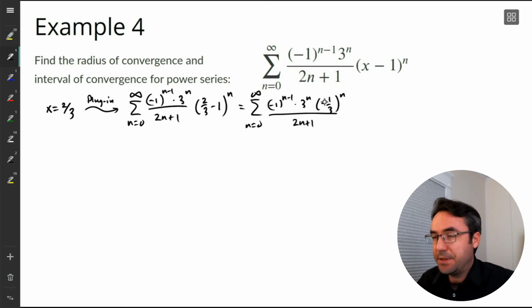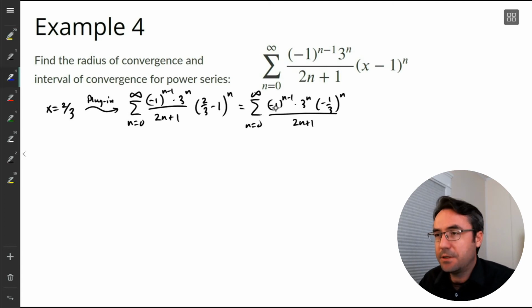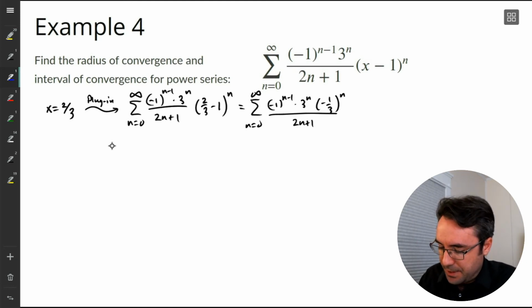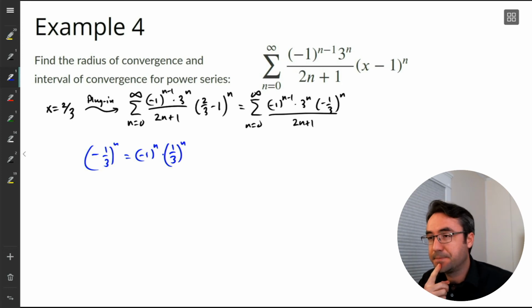Now we can split this up. This -1/3, we can split that up. So let's look at what's happening here. It looks like we're going to have some powers of 3 that might be able to cancel, but then we also have this negative in here. So let's just look at what's happening with this numerator. So we can write -1/3 raised to the n as -1 raised to the n times 1/3 raised to the n.